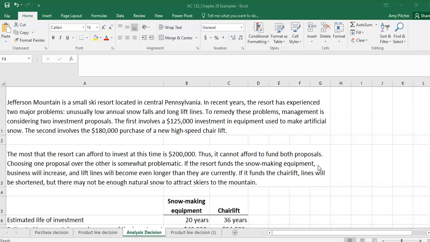They have had problems with low annual snowfalls and long lift lines. So they're trying to decide whether they want an artificial snow machine or a new chairlift. They can only afford to do one. So we're going to look at the two decisions together.